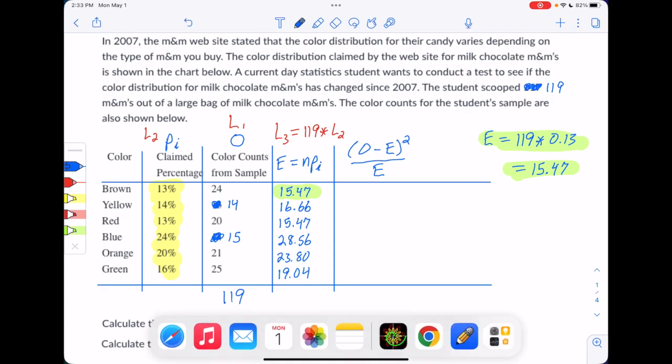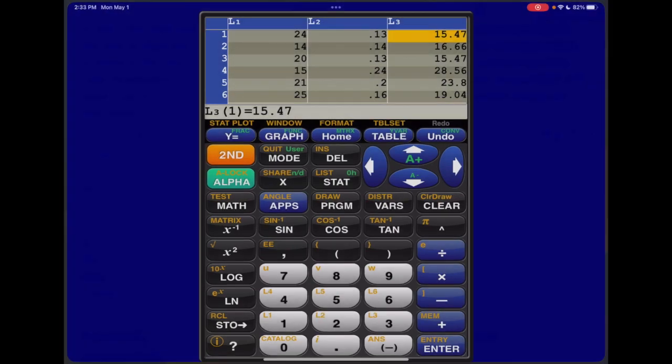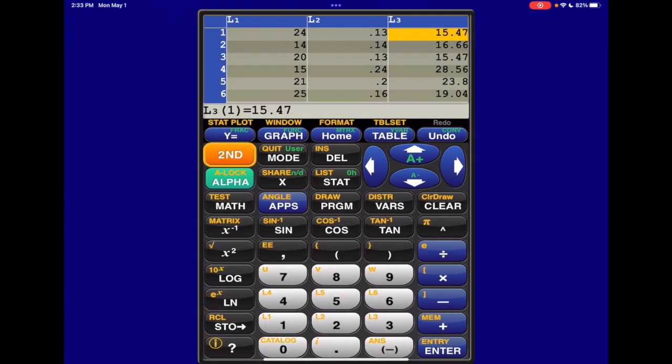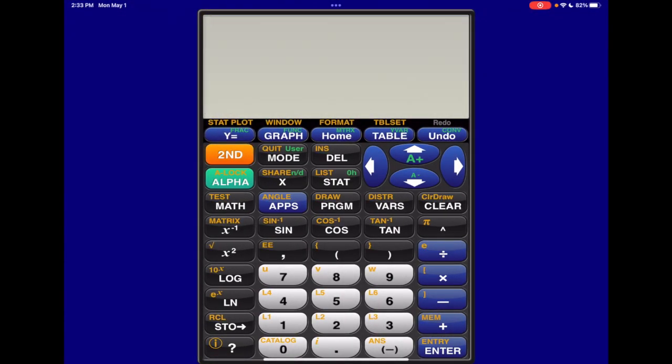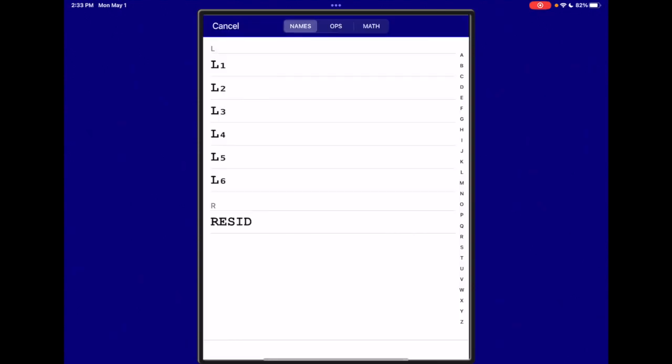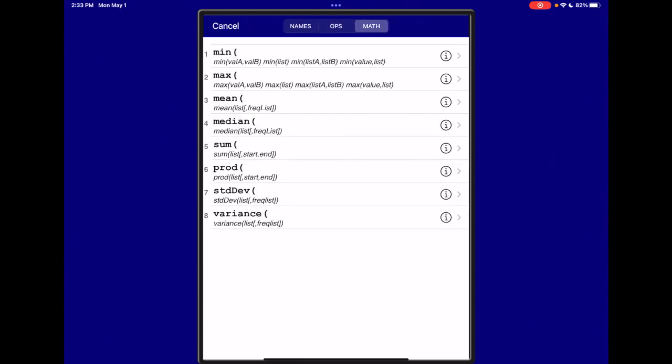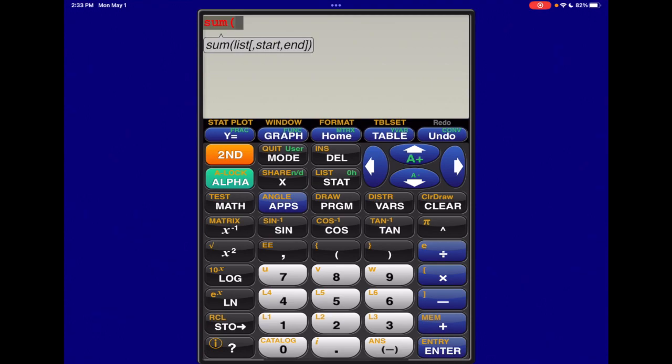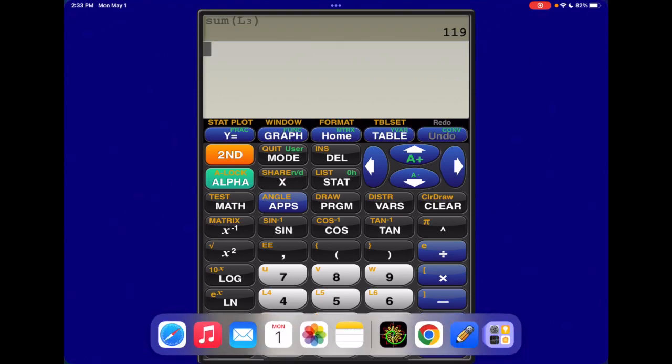So one way we can check that real quick is go back over to the calculator. We can do this from the home screen. If we hit the list button, which is above the stat key, so second and then list, we can choose the math option on the far right and get a sum, which is the fifth option there, and then tell it we want the sum of that new column we just made, which is L3. And if we did it right, the total should be 119. And there it is. So that's a nice check on your work.